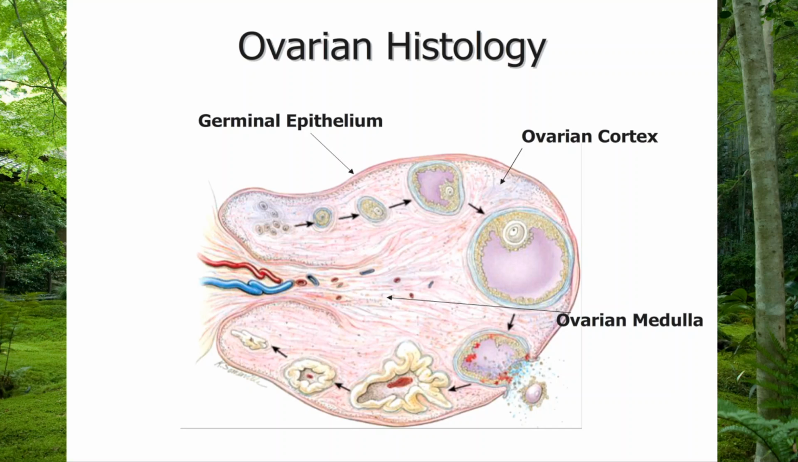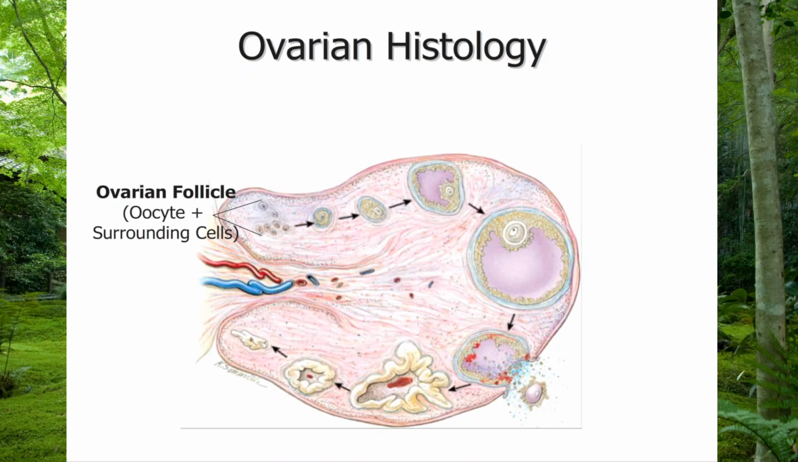Just underneath that, we will find something called the ovarian cortex. This is the outer part of the ovary, and deep to that, of course, we'll find a medulla. Now, within the ovary, we're going to find thousands and thousands of follicles at different stages of development. A follicle, if you remember, is a sac of epithelial tissue that secretes something. In this case, we're talking about the sac of epithelial cells or granulosa cells that surround the oocyte or egg. And so we collectively call both the egg and the cells surrounding it the ovarian follicle.